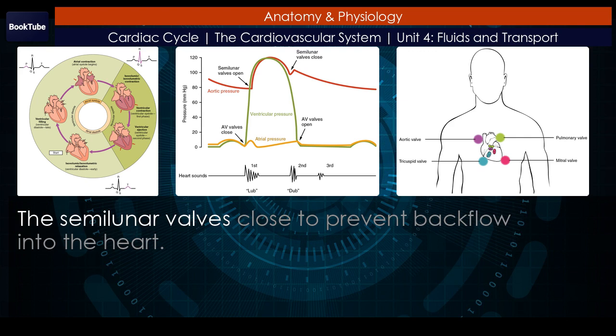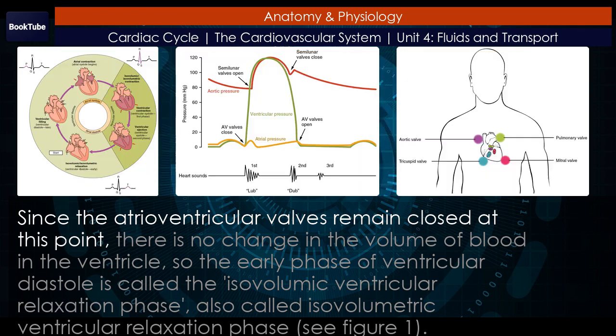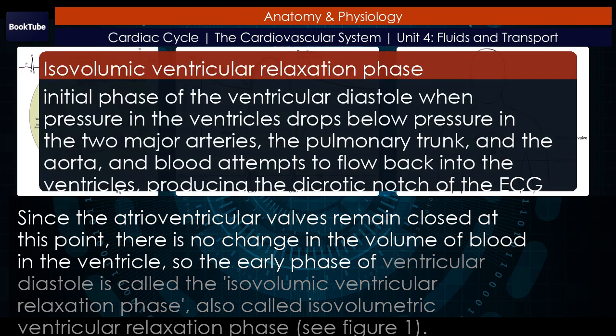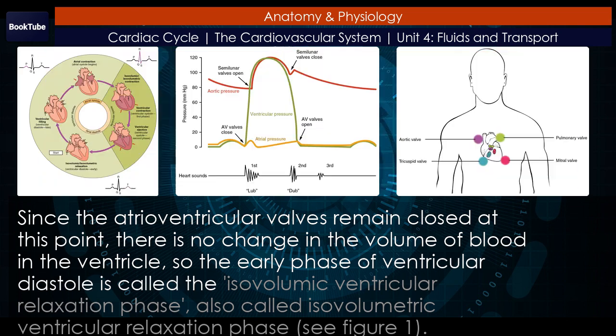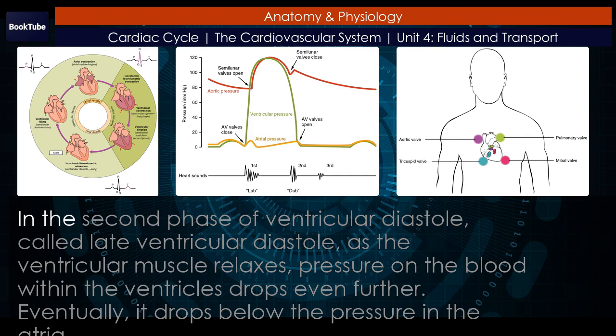The semilunar valves close to prevent backflow into the heart. Since the atrioventricular valves remain closed at this point, there is no change in the volume of blood in the ventricle. So the early phase of ventricular diastole is called the isovolumic ventricular relaxation phase, also called isovolumetric ventricular relaxation phase. See Figure 1.